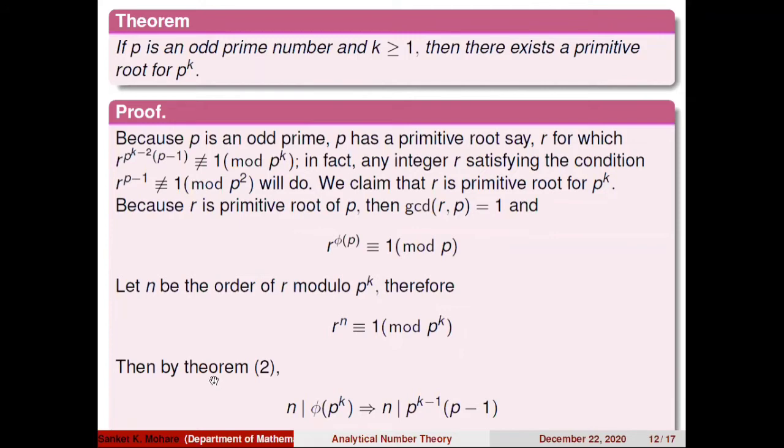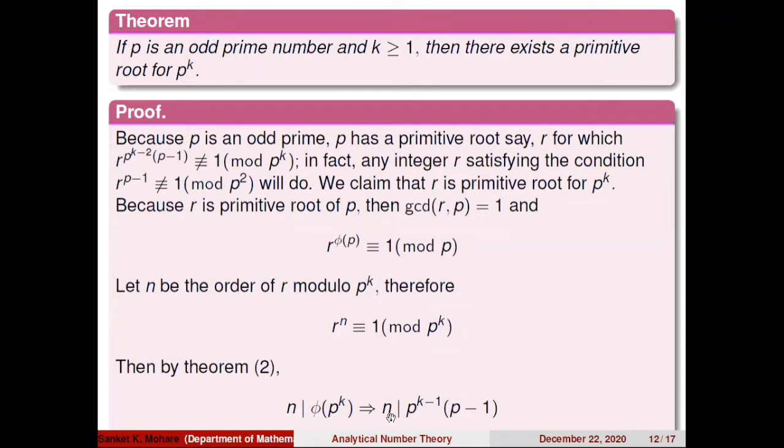So then by theorem 1, what was theorem 1? You just wrote that theorem. Okay, what was that theorem? If k is the order of an integer a modulo n, then k divides phi of n. Now here n is what? n is the order of r modulo p to the power k. So using that theorem, n should divide phi of p^k.